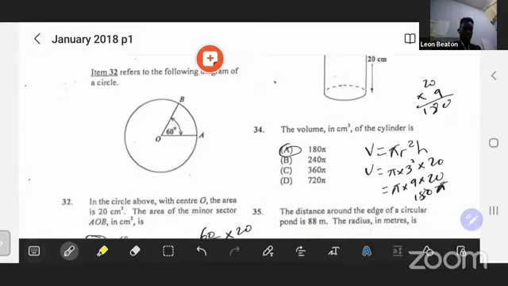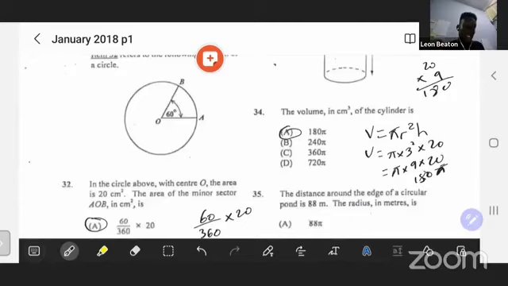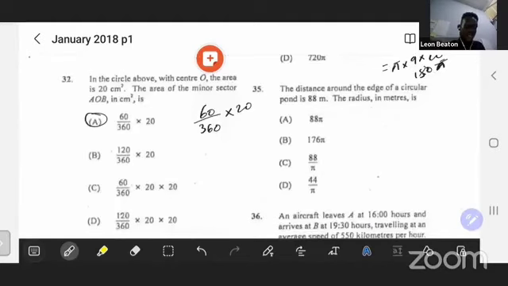All right. We continue on. So 35 says the distance around the edge of a circular pond is 88 meters. The radius in meters is, so a distance around the circular pond. When we talk about distance around a shape, we are talking about the perimeter of the shape. Or in this case, they said it's a circular pond.